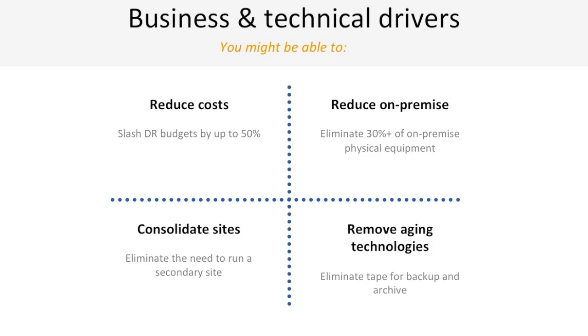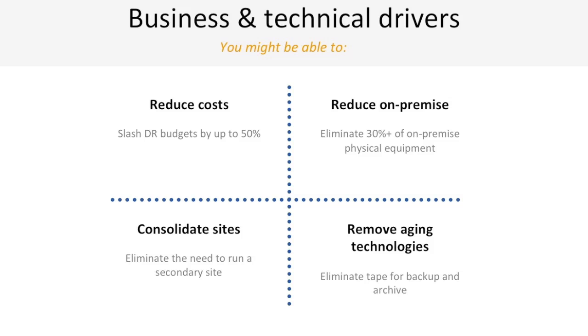As part and parcel of that, you can reduce on-premise spend and equipment and all the maintenance and administration that comes with a second set of physical kit, maybe managing load balancers in a second environment, servers in a second environment. Ultimately that leads to consolidating sites, no longer needing to run a secondary site.